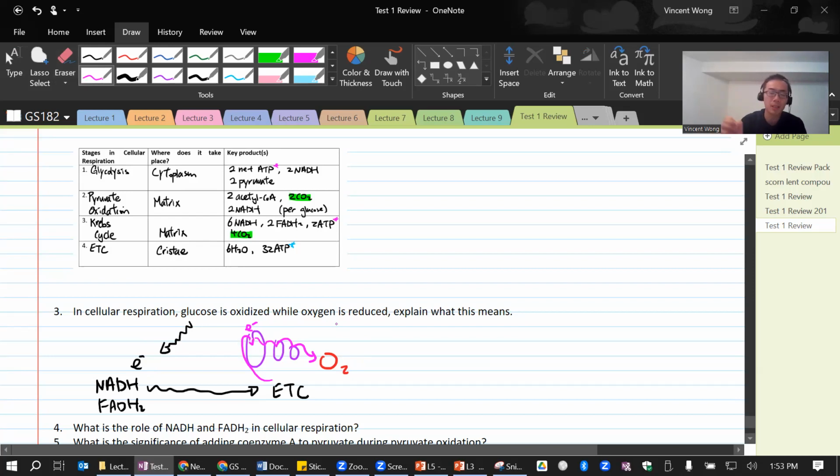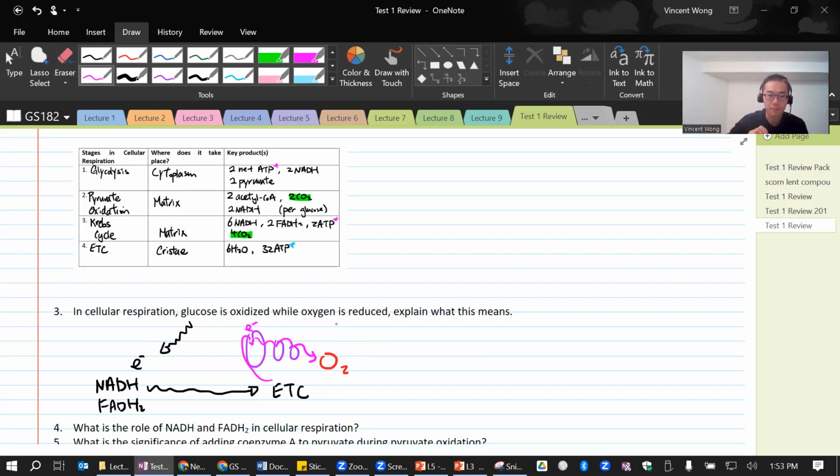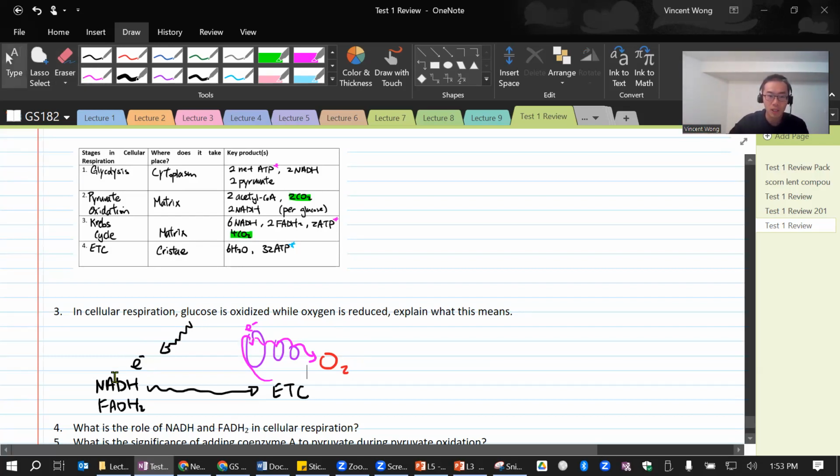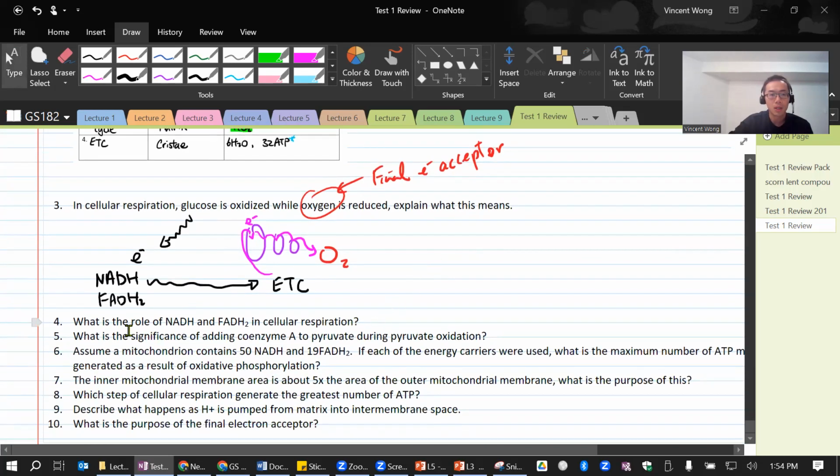But it's important to remember, it is not a direct transfer. The electron has to go through a bunch of intermediates, right? The energy carrier first, and then the ETC, and ultimately, the oxygen is the final electron acceptor, right? If you were here last class, I was telling you, it's like the parent that pulls the kid off the slide at the bottom, right? What is the role of NADH and FADH2? I already told you. They transport the electrons to the ETC.